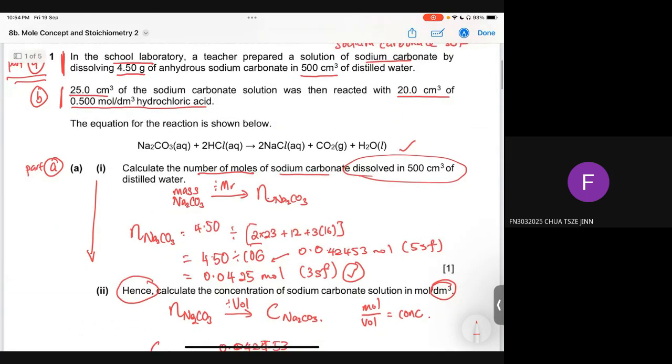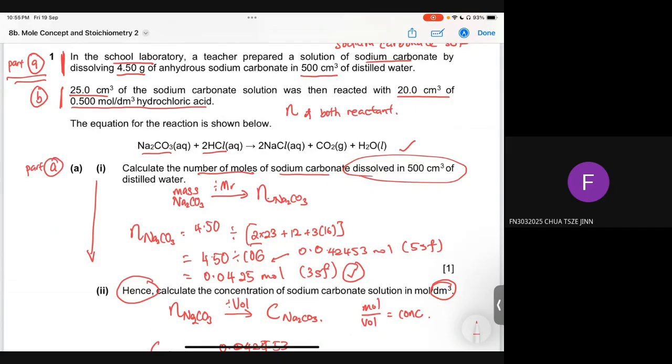If you look at this question, you realize that it gives me the number of moles of Na2CO3. They also give me the number of moles of HCl. So I have the number of moles of both reactants. Then they ask me to find the product. So should I use Na2CO3 as a starting point to calculate the product, or should I use HCl as a starting point?